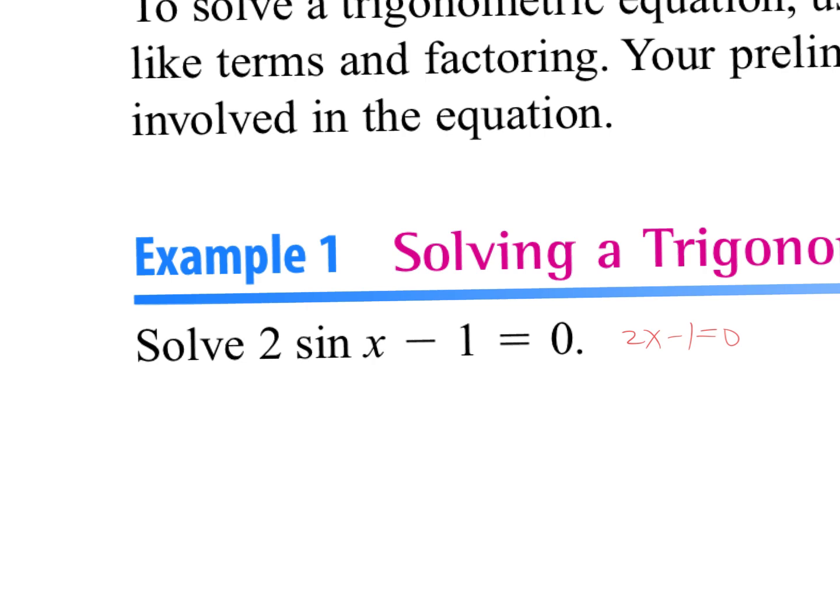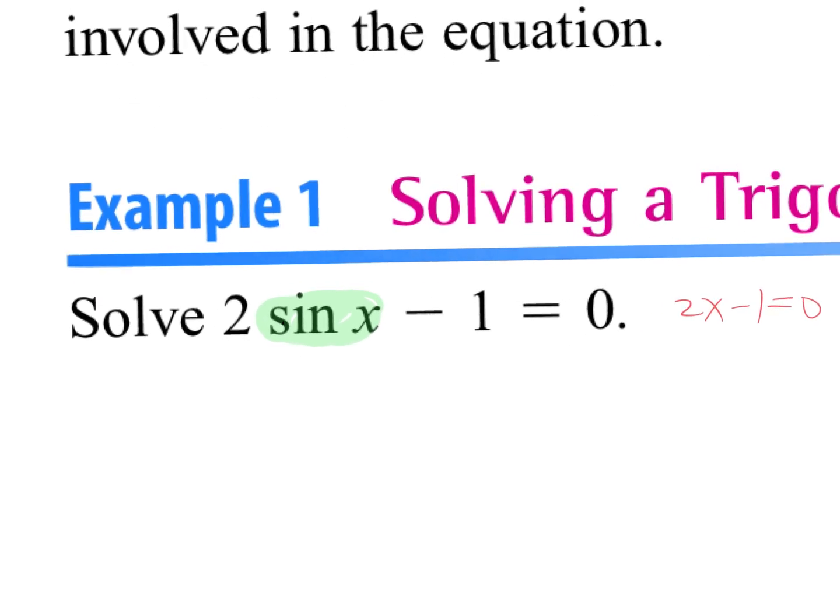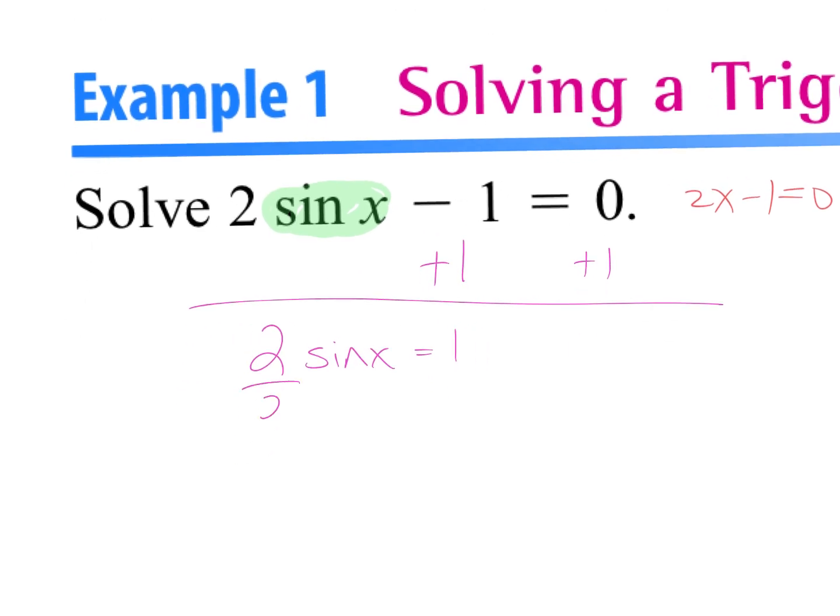But the one thing that's a little different is you have a trig function here. Just like we did when we had our logs, remember I told you guys to isolate the log or the exponential, keep it together. You want to get that sine of x by itself. So algebraically, we would add 1, which is what you guys just told me, so you have 2 times the sine of x equals 1. Divide by 2. So you're left with sine x equals 1/2.